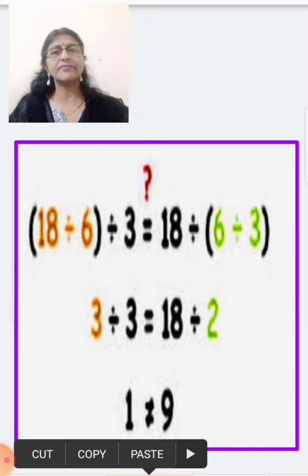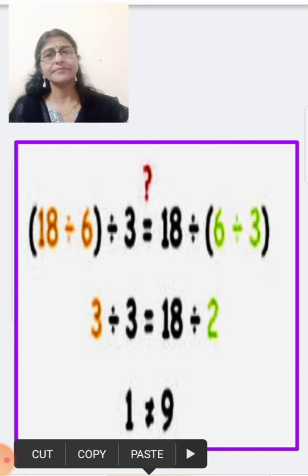Now let us start with the first side. We will work out the first side first. So 18 divided by 6 is 3. So 3 divided by 3. As you know, 3 divided by 3 is 1.